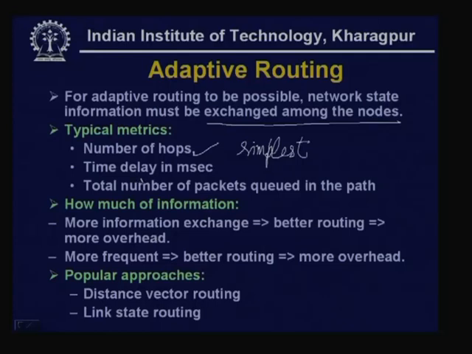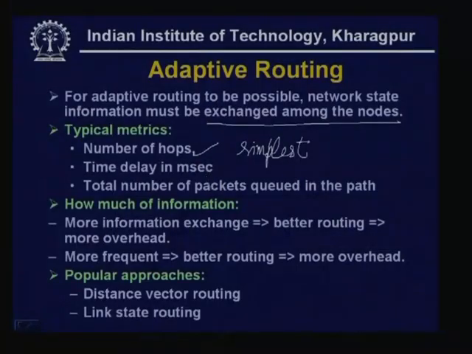The second metric that can be used is the time delay in milliseconds. However, how do you get information about the time delay? One representative of this time delay information is the queue length. One can use the queue length for each outgoing link towards a particular node. So, that can be used. Another approach is that delay can be actually measured. So, based on that, the time delay can be used, and the total number of packets queued in the path.